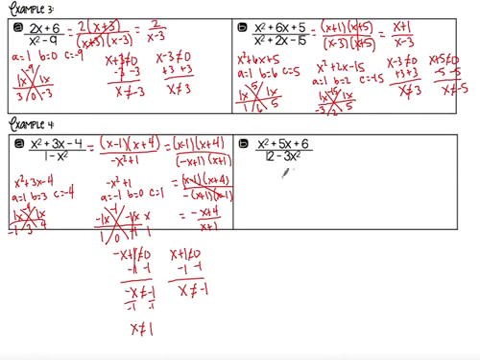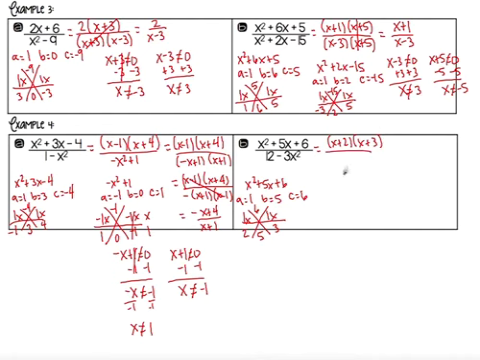And for 4b, I would need to do something similar. So I'm going to start with x squared plus 5x plus 6. Do the star method by saying a is 1, b is 5, c is 6. So I need to find two numbers that are going to multiply together to give me 6, but add to give me 5. So that would be 2 and 3. So when I factor the top, it's going to be x plus 2 times x plus 3.